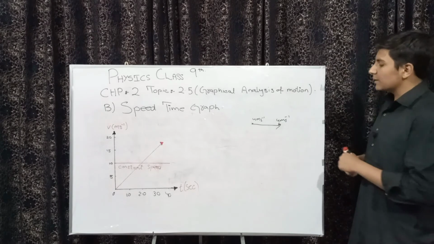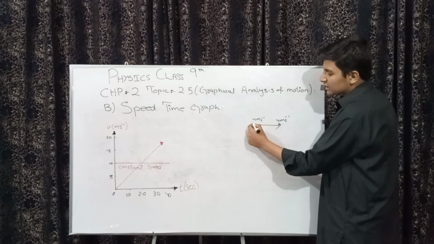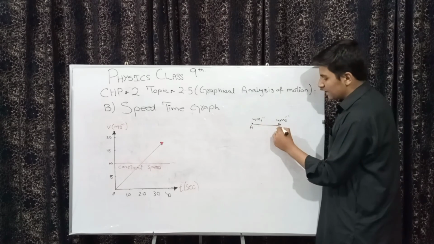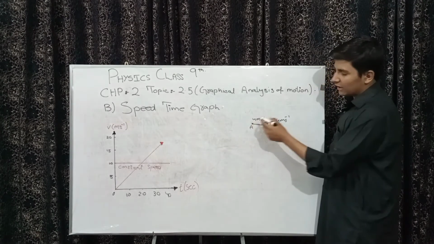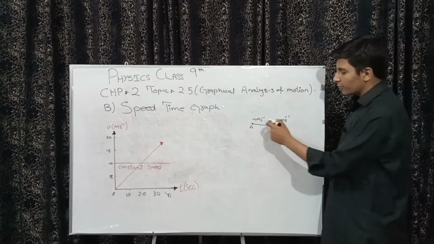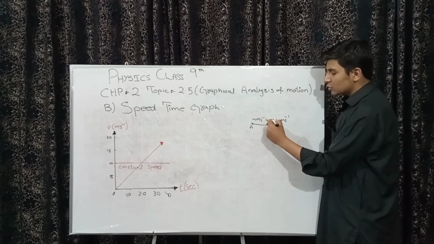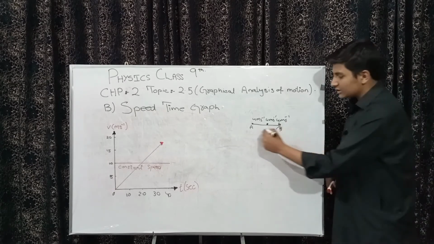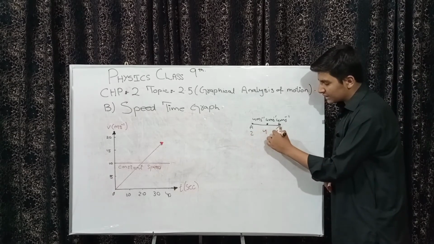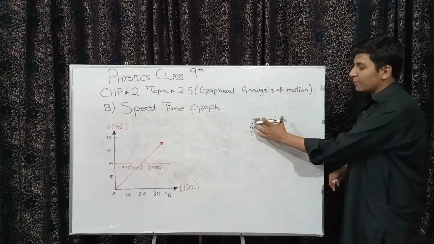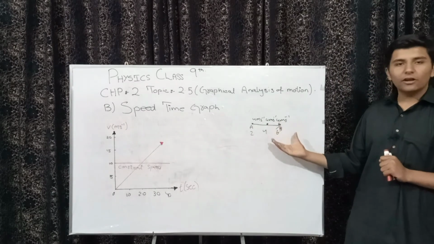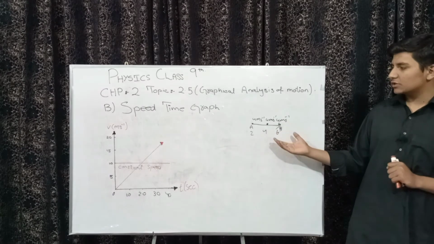I'll give you an example. For example, a body starts its motion from point A to point B. The speed of that object at point A is 4 meters per second. At the middle, it is also 4 meters per second, and at the end, it remains 4 meters per second, while the time was 2 seconds, then 4 seconds, and 6 seconds. The time is changing, but the speed of the object is remaining constant. So this is the constant speed of a body.